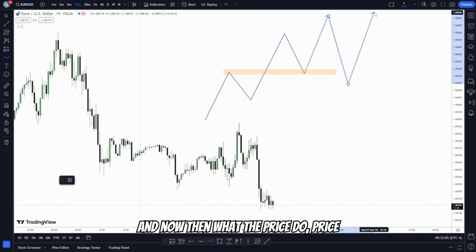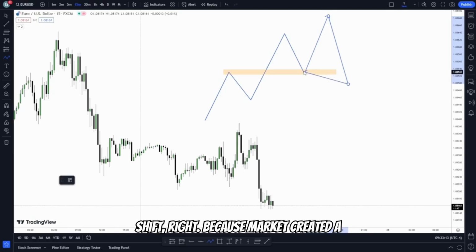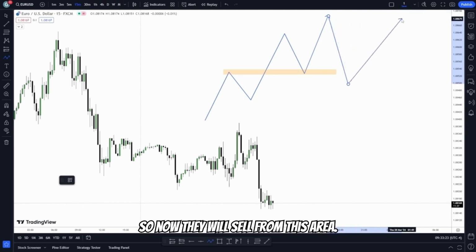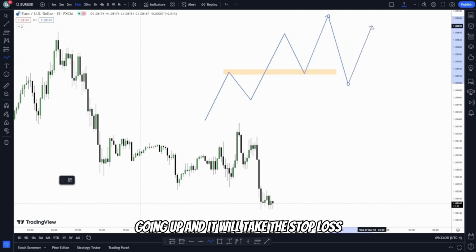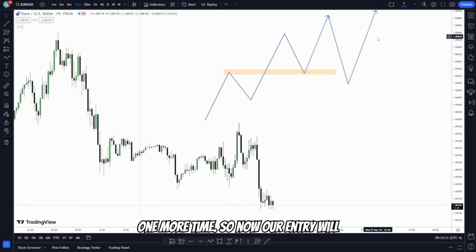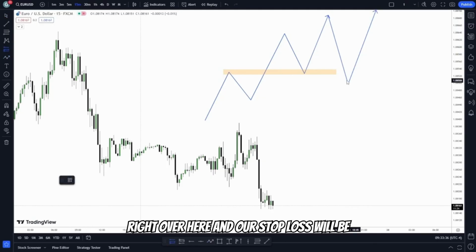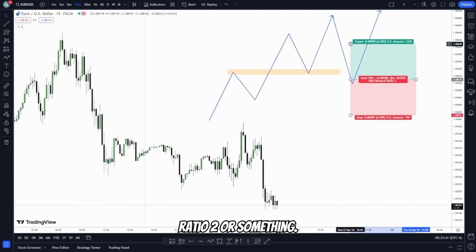Okay, and then what does price do? Price goes up, and now the retail traders can see that this is a market structure shift, right? Because the market created a lower low, so they will think that this is a resistance. Okay, this is a supply, so now they will sell from this area. But what price will do is keep on going up, and it will take the stop loss one more time. So now our entry will be right over here, and our stop loss will be like 10 pips, and our target will be 1:2 or something.